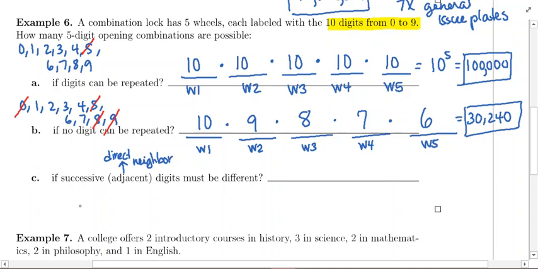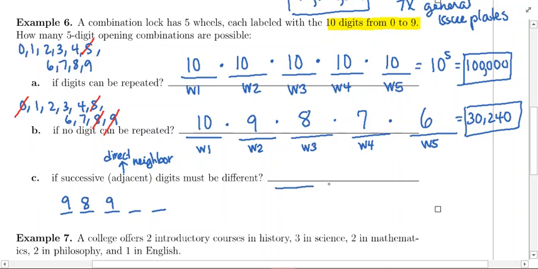So for example, if I had my 5-number combination, and I had a 9 right here in the first position, then the next digit would have to be different. So maybe this could be an 8. But then when I got to the third wheel, it can be 9 again. So you can repeat the digits as long as the neighboring digit is different. So that's what's going on here.